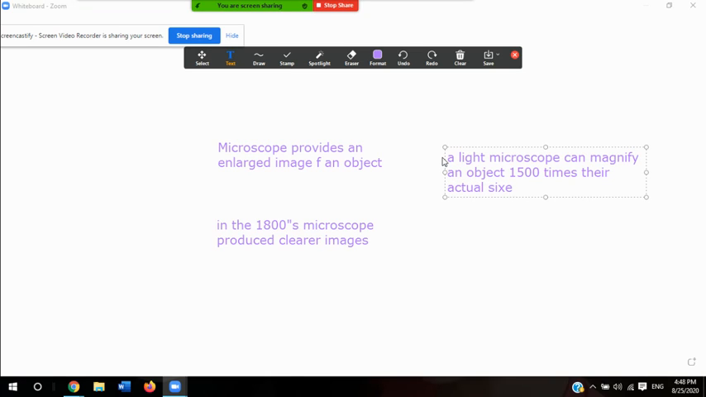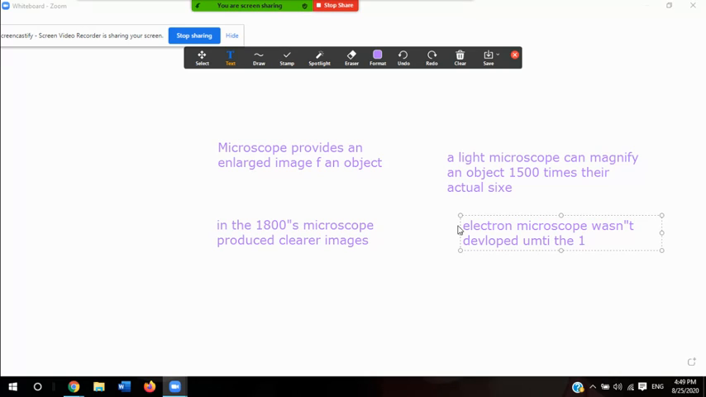And of course, these are not the only types of microscope that we have, and we're going to talk a little bit about the electron microscope. The electron microscope is much more modern than the light microscope, and it wasn't developed until about the 1950s.